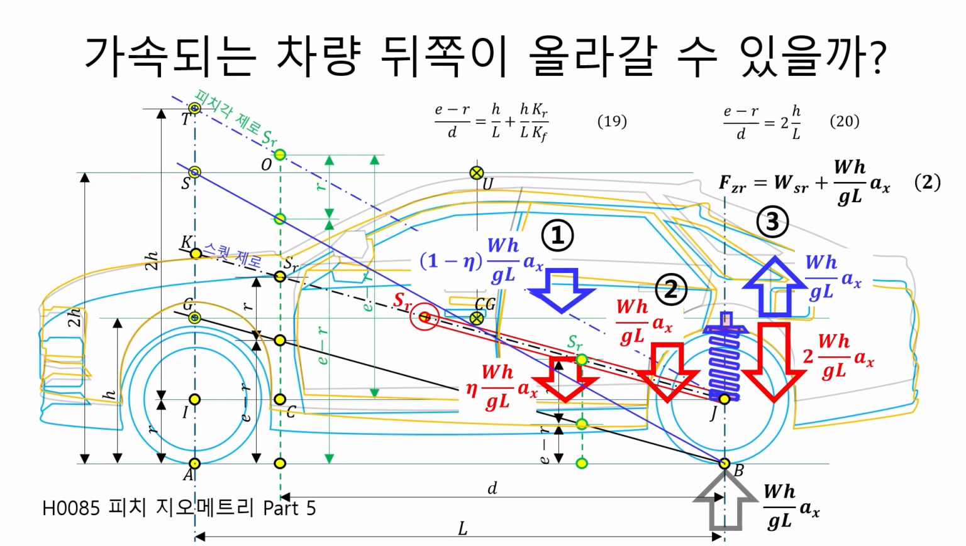In a recent video, E0085, Pitch Geometry Part 5, I explained the suspension geometry that makes the squat zero and the suspension geometry that makes the pitch angle zero when accelerating an independent rear-wheel drive vehicle, and explained the vehicle attitude according to the pitch angle determined by 7 positions of the virtual reaction point.